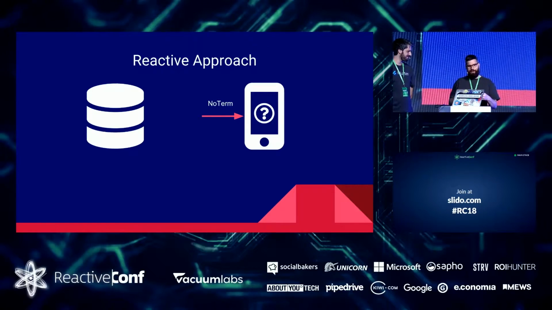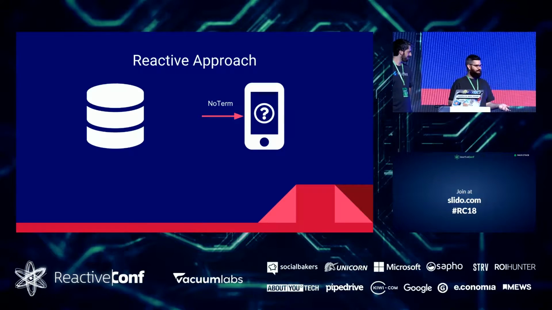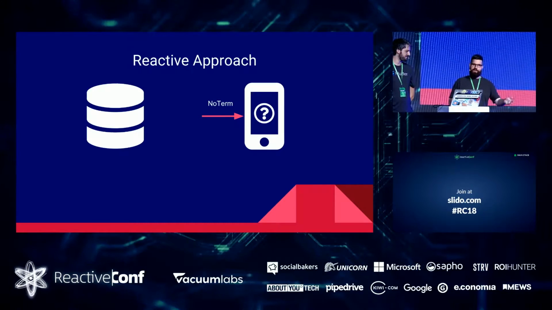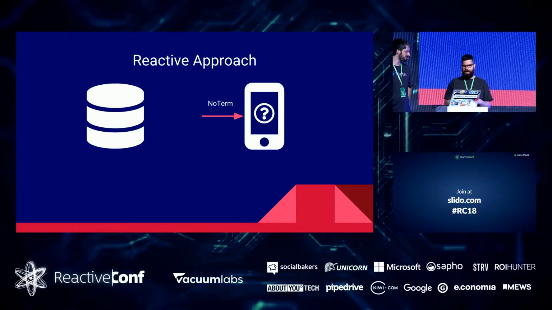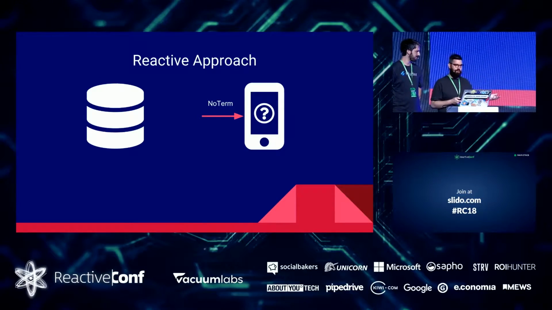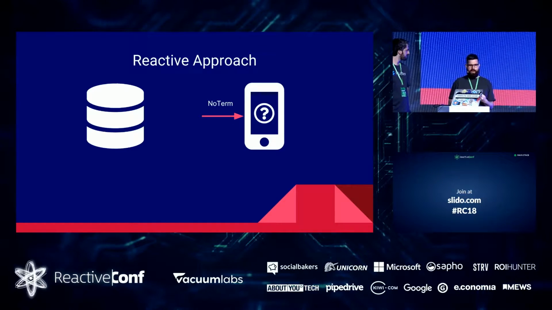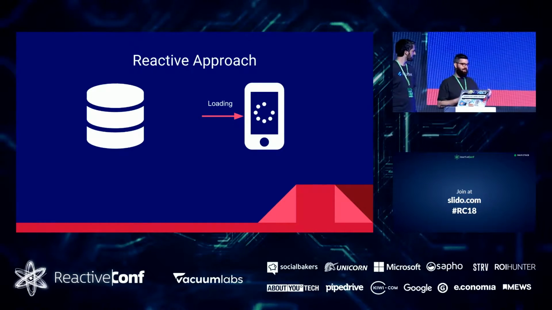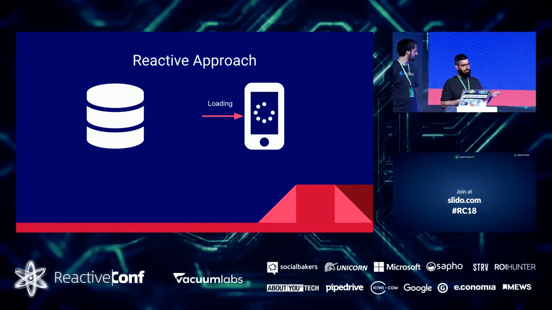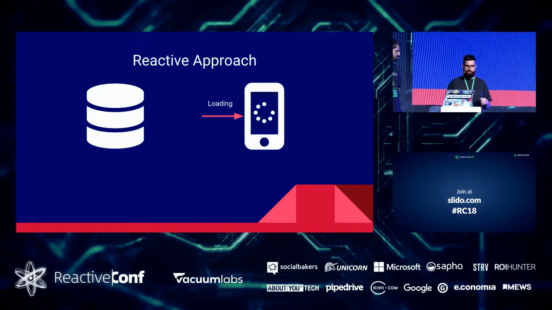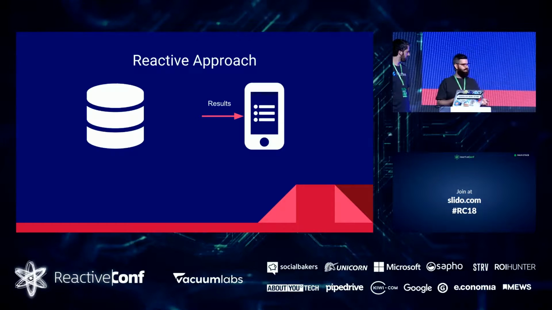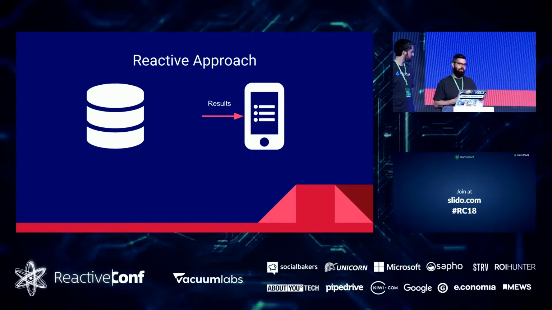In this case, we're going to be listening to a stream of events, and this stream of events will deliver different data over time. It might deliver the no term, and your UI can simply take that data and render the correct UI. Then when it's told to show the loading spinner or that something is loading, your UI knows what to do. And finally, when the results come back, it will know, hey, I need to show those results.